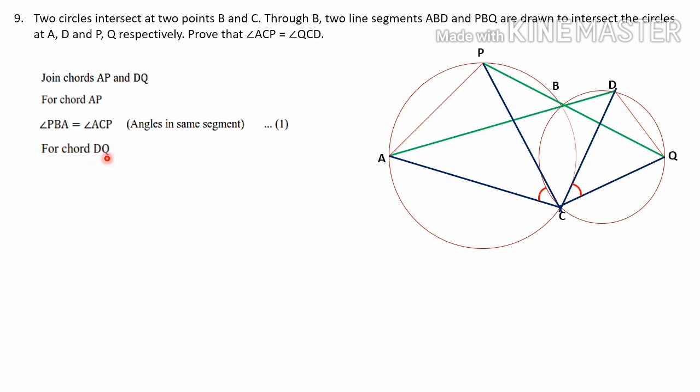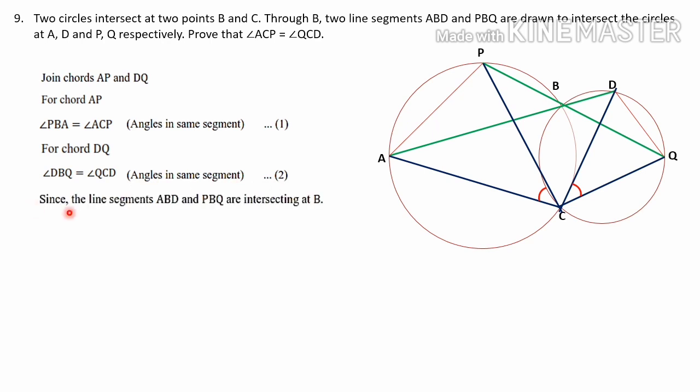Now let's consider chord DQ. Here it is DQ. Let's consider two angles, angle DBQ and angle QCD. DBQ, starting at D, going to the circumference at B, coming back to Q. Again QCD, starting from Q, going to the circumference at C and coming back to D. Same starting and ending points Q and D, and it is also on the same segment. So these two angles are equal by the property angles in the same segment. Label it as equation number 2.